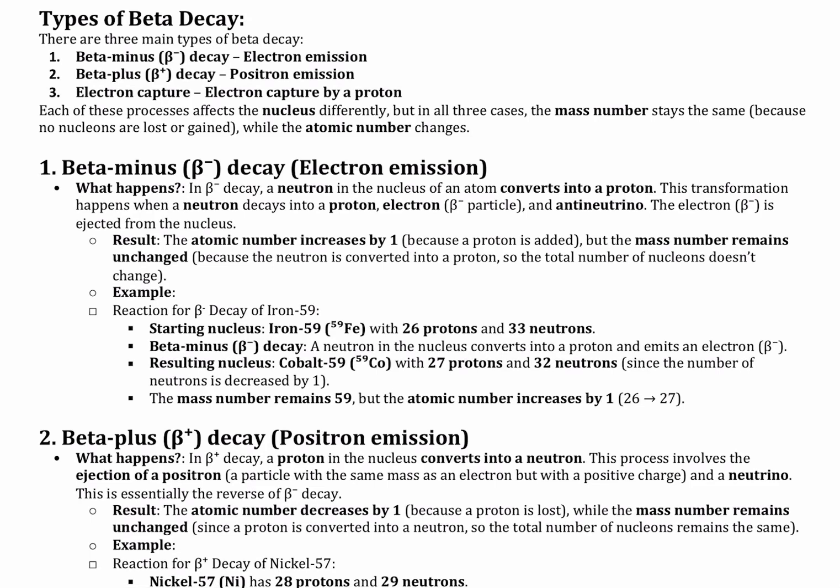There are three types of beta decay. We have beta minus decay, which involves electron emission. We have beta plus decay, which involves positron emission. And we have three, electron capture, electron captured by a proton.